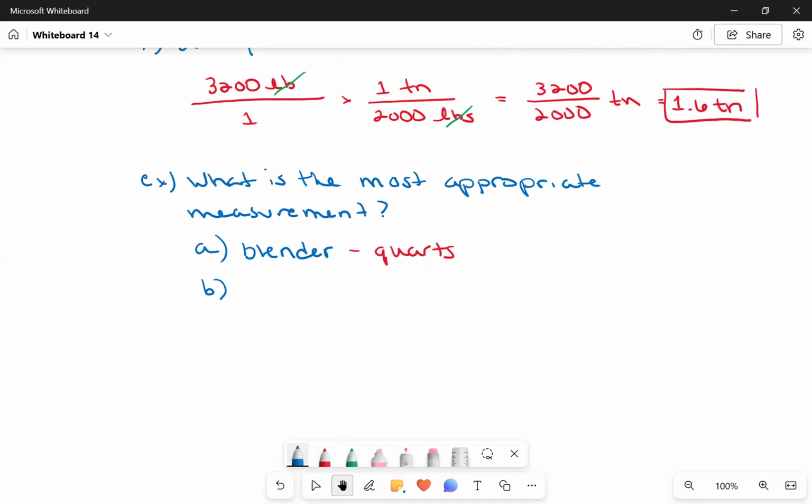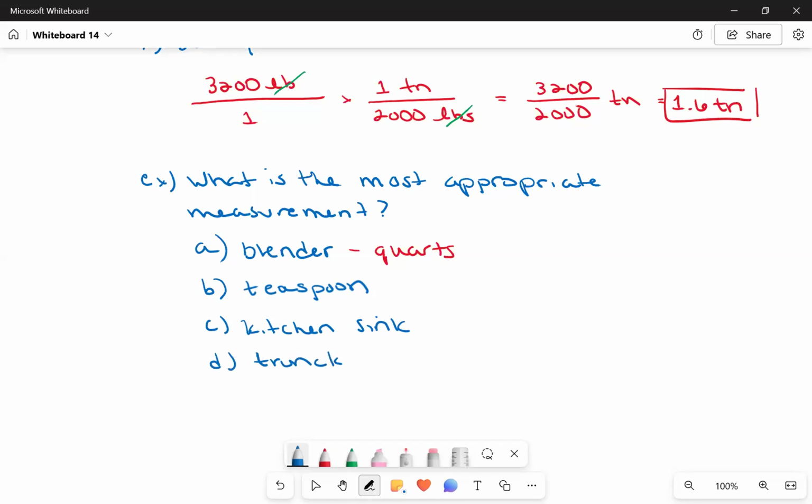So I'll give you a teaspoon, a kitchen sink, a truck, and sorry, that's not how you spell truck. There's no N in there. And a pine tree. So if you want to pause the video to give it a thought, that's fine.